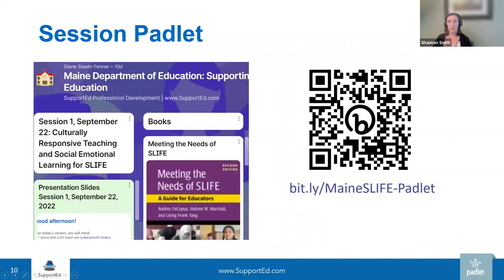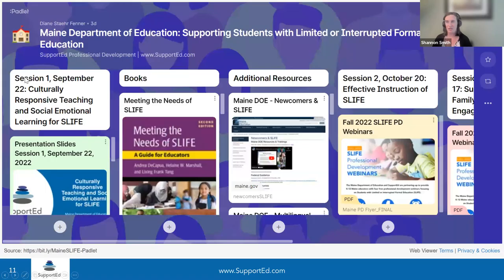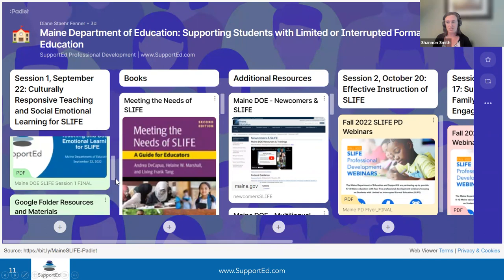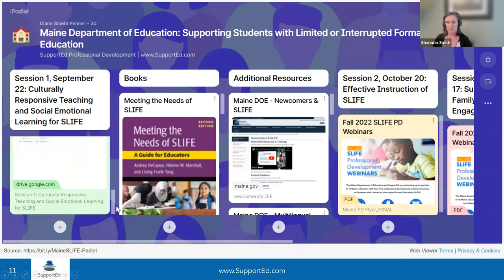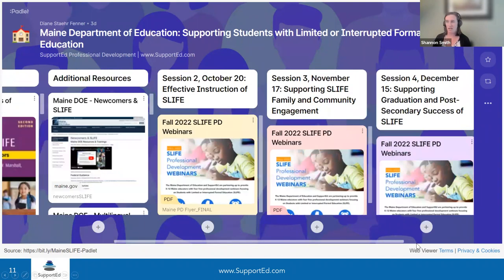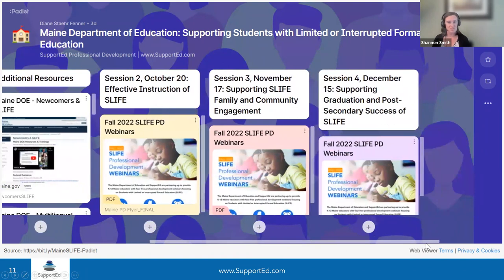So as we saw earlier, when you entered, we do have a session Padlet, and you can access it with a bit.ly, and I think that Diane Choi is going to be dropping it into our chat here shortly. And let me show you what it'll look like. When you go, you'll see the materials for this first session here, including the presentation slides and the Google folder of resources and other additional resources that are aligned to this session. We are going to be offering additional sessions throughout the fall, and we're going to keep the same Padlet so that you can grow some resources along the way.